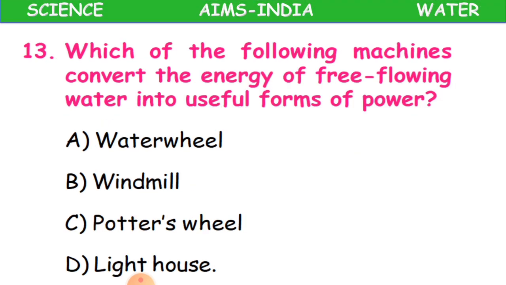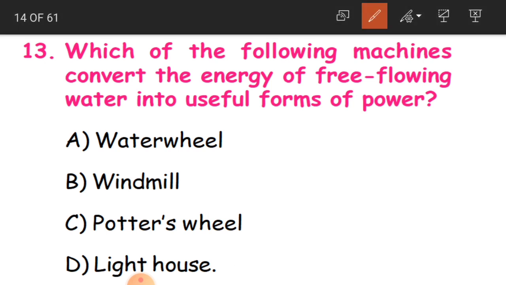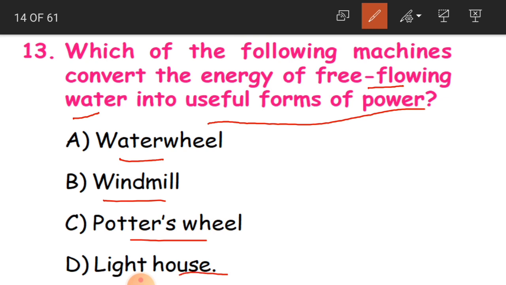Now the 13th one. Which of the following machines convert the energy of free flowing water into useful forms of power? Which of the following machines? So here you have got different type of machines children. Which machine is going to convert the energy of free flowing water into useful forms of power? Now which is going to use the water to some useful forms of power? Which machine is going to convert this? Okay, so you have 4 options: water wheel, windmill, potter's wheel and lighthouse.